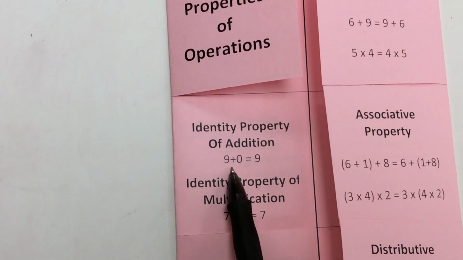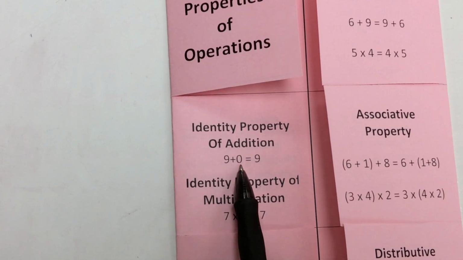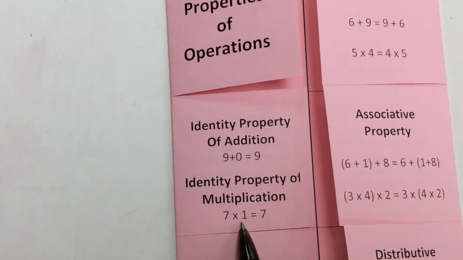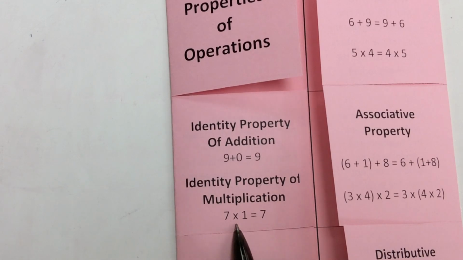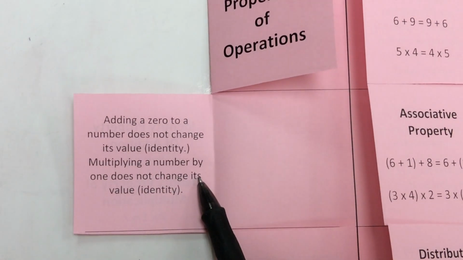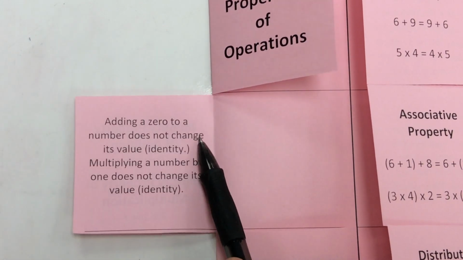The addition one says that any number that I have, I could add 0 to it and I keep that same number. It doesn't change it. I do not change the identity of that number by adding 0. I also do not change the identity of a number by multiplying by 1. So in here it says, adding 0 to a number does not change its value or identity, and multiplying a number by 1 does not change its value or identity.